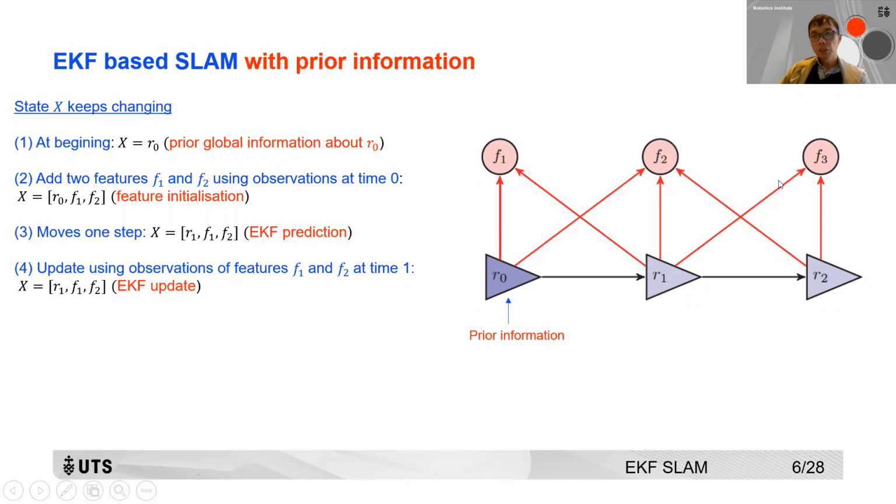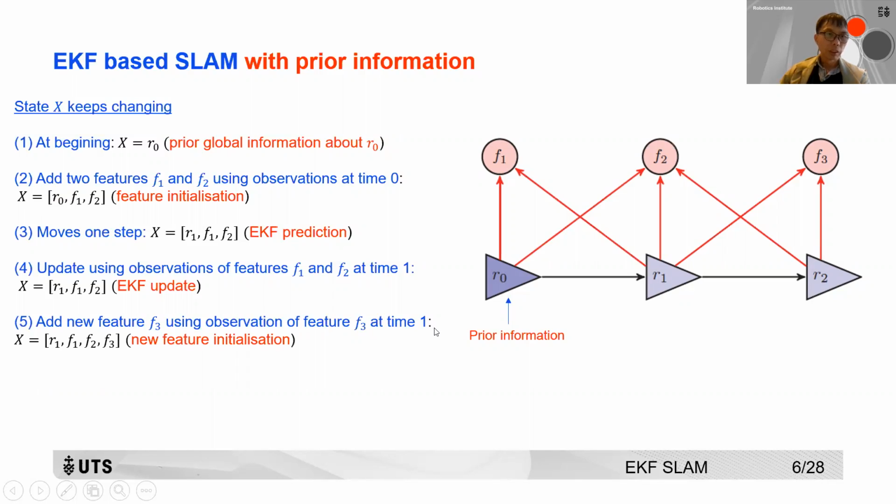At time 1, we also observe a new feature, which is F3. So we need to do another step. We need to add new feature F3 using the observation at time 1 of feature 3. So in this case, we need to do another step of feature initialization. Now the state has robot 1, feature 1, feature 2, feature 3. Now we have used all the observations at time 1. Now we move to the next step.